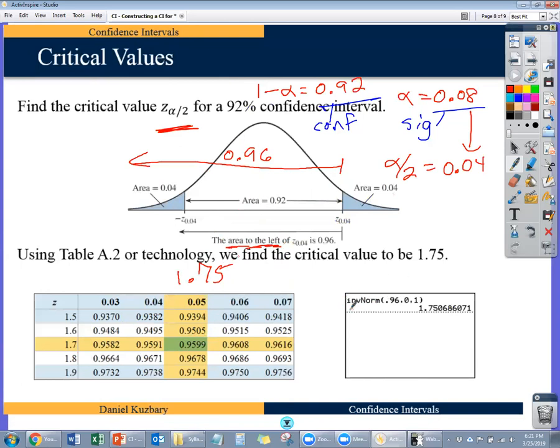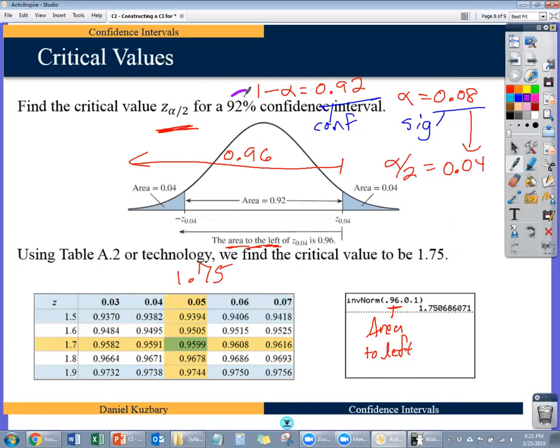If you use the calculator, do inverse norm, where this is the area to the left, and then you have the mean and the standard deviation of 0 and 1, respectively. So this is my area to the left, that's the mean, that's the standard deviation. You also get 1.75 if you round it to 2 decimals. So yeah, it feels backwards, and it's going to take some practice to get comfortable with, but this is the method. Let me try to highlight how I did these things.